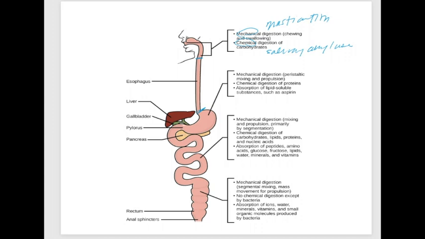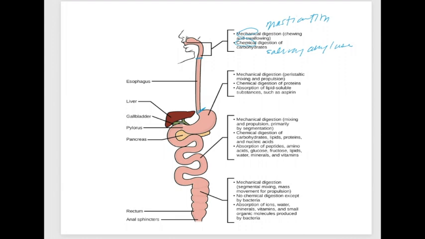Next site of digestion is in the stomach. So we have mechanical digestion, which is the peristaltic mixing and propulsion that happens with those longitudinal and circumferential muscles. And we'll go much more in depth into that later, but that is going to mix and propel and get the acid available to be able to break down that chyme. The chemical digestion of proteins happens in the stomach. And then we get absorption of lipid-soluble substances; such as aspirin and alcohol actually get absorbed in the stomach.